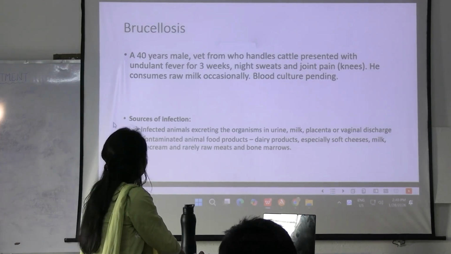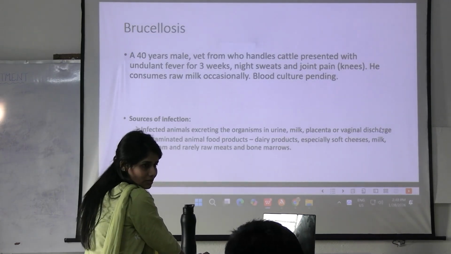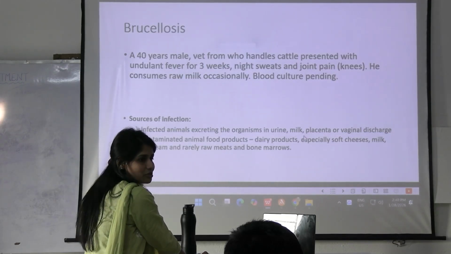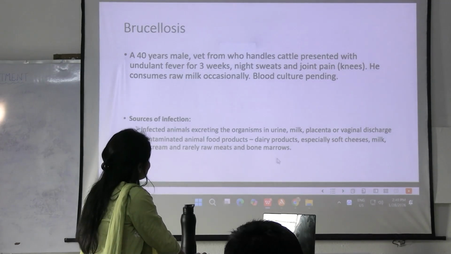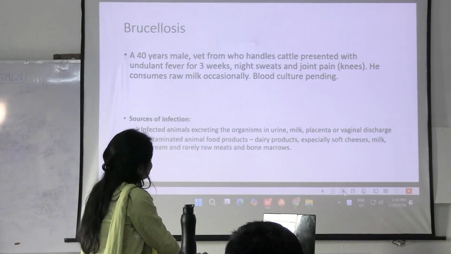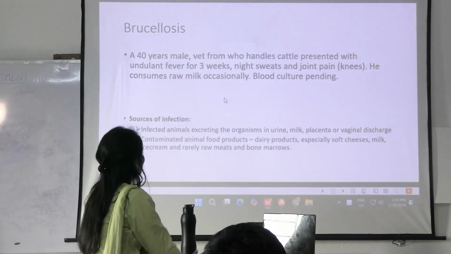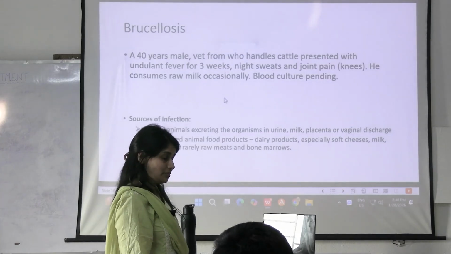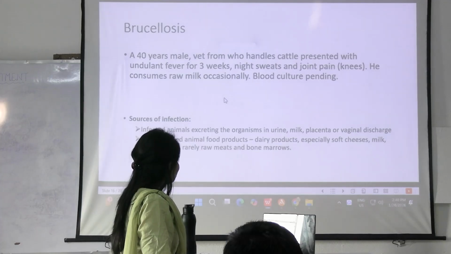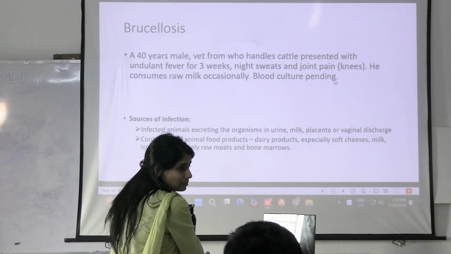So what happened here? Infected animals excrete organisms in urine, milk, placenta and vaginal discharge. So he came in contact with all these and contaminated animal food products. He was consuming raw milk for days. So this caused him brucellosis. Brucellosis is what? Brucella, there are 4 species that are there in India. It's caused by the Brucella, hence the name.